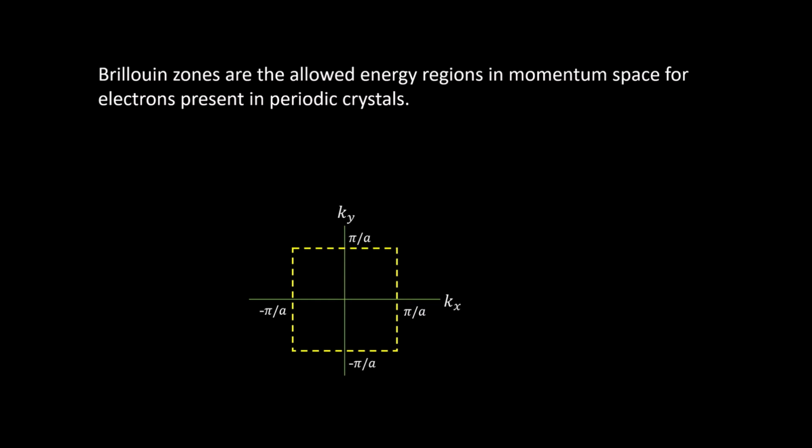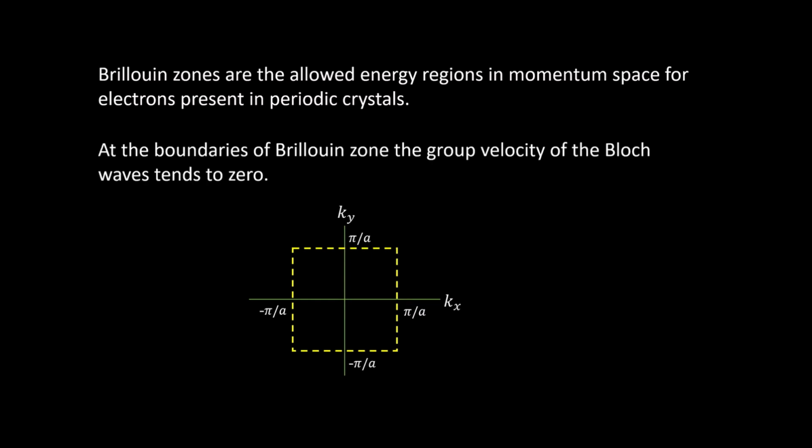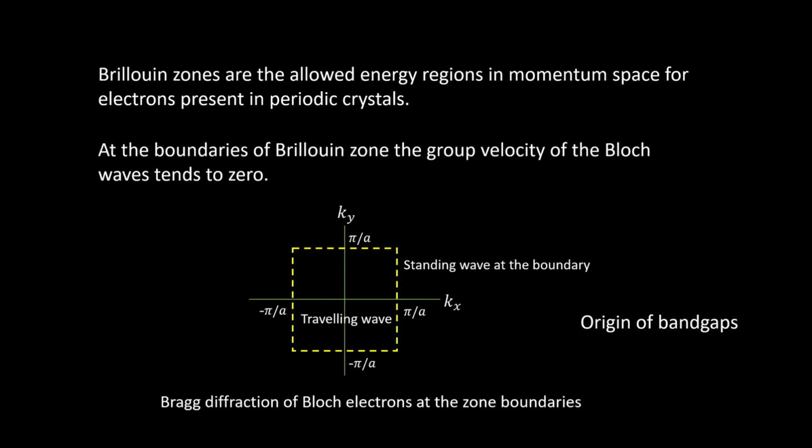At the boundaries of the Brillouin zone, the group velocity of the Bloch waves tends to 0. Consequently, standing waves are formed at the boundary. In contrast, within the Brillouin zone, Bloch waves behave as traveling waves. Such a change in the behavior of Bloch waves from traveling to standing wave formation results in the origin of an energy gap at the boundaries.